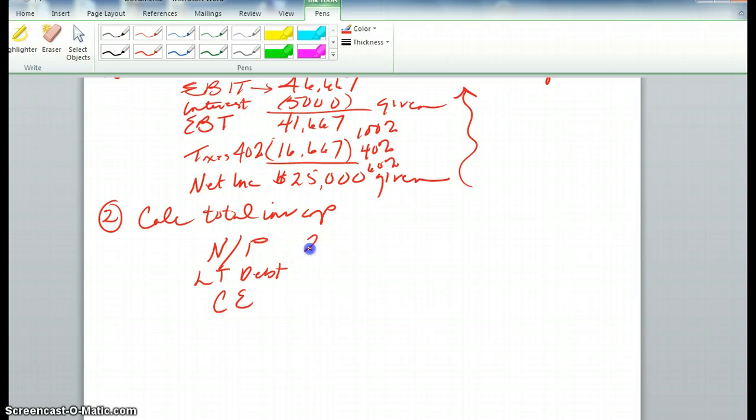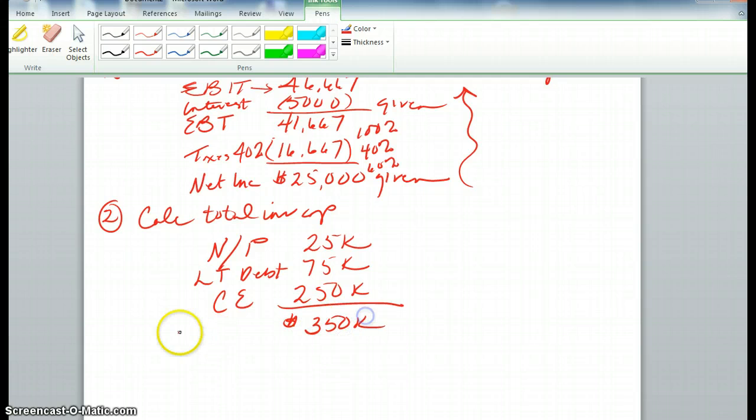So our total invested capital, we have 25,000 in notes payable, 75,000 in long-term debt, and common equity of 250. And so that gives us our total invested capital of 350,000. That's our total invested capital.